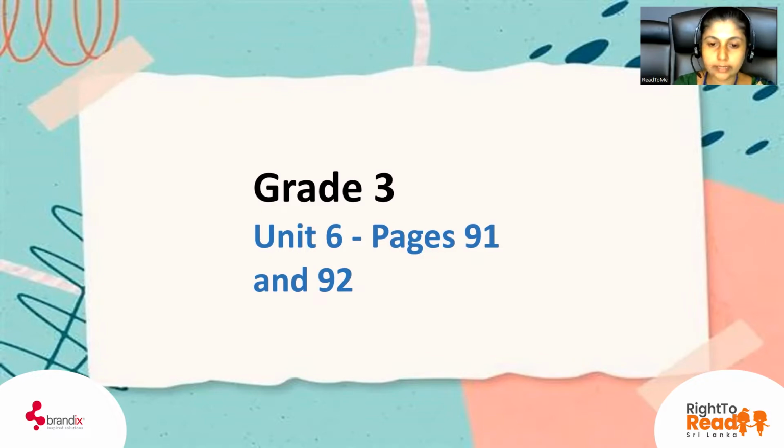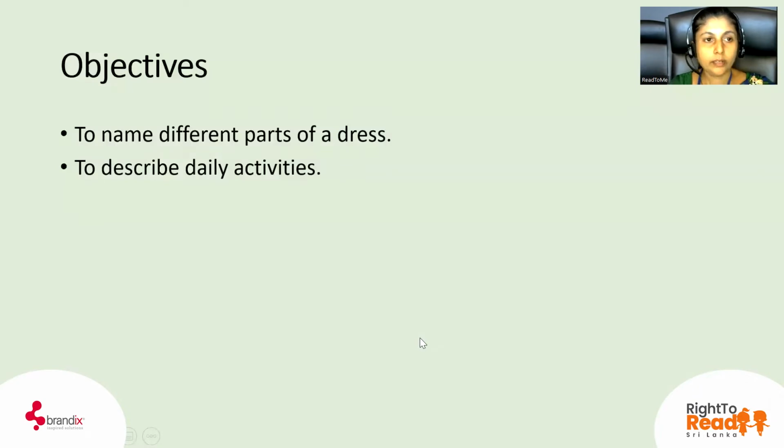Before moving on to the lesson, I want to give you a small activity. Actually, these are the objectives of this lesson. You will be able to identify different parts of a dress at the end of this lesson, and during the next lesson, that means page 92, you will be able to describe daily activities. Okay children, let's move on to the activity now.